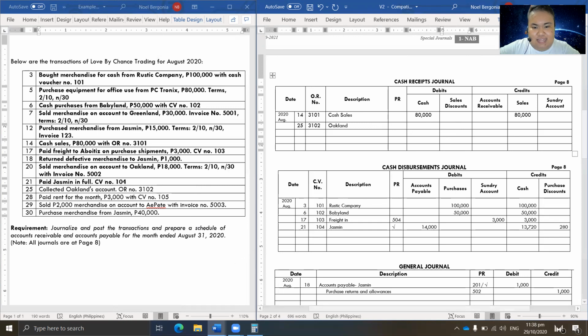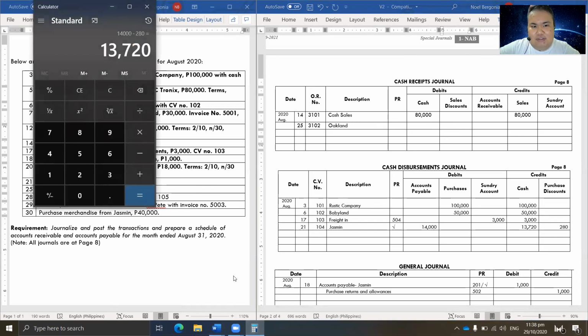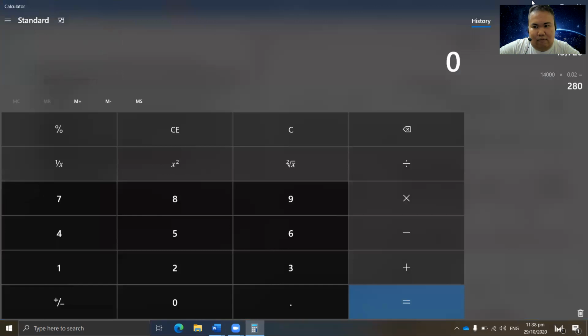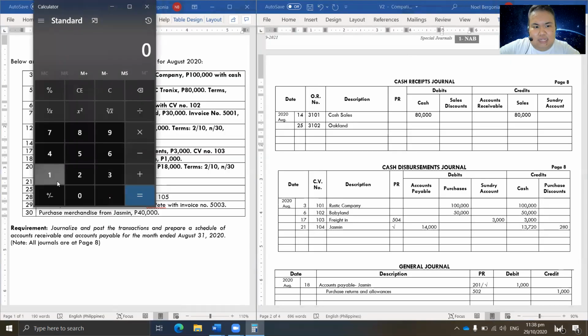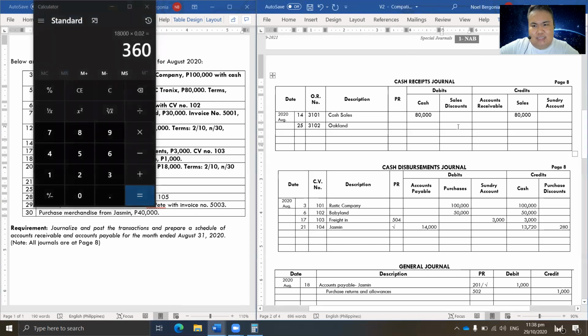Of course, we debit cash, no? Pero unahin lang natin yung discount. Magkano ulit? 18,000, di ba? Yung utang ni Oakland. 18,000 times 2%. So the discount that Oakland will receive is 360 pesos. So we put first the sales discount of 360 pesos.